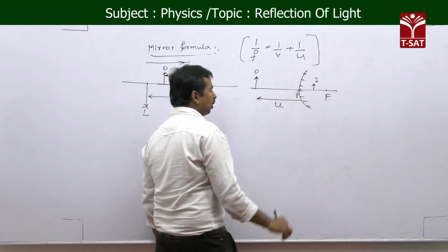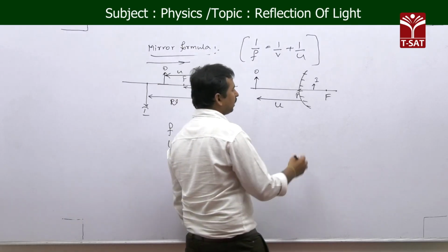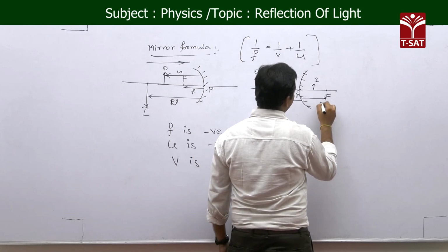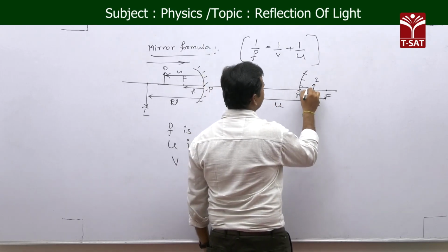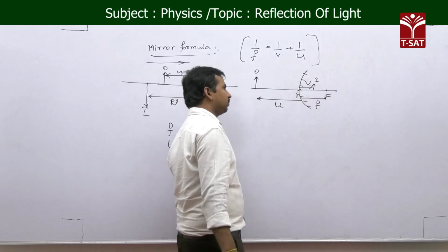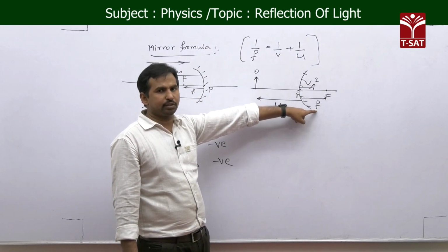So that's why the object distance from the pole to the object, u is the object distance, whereas starting from the pole to the focus, that is the focal length, and starting from the pole to the image, that we call as image distance v. So u, v and f, these are our distances there.